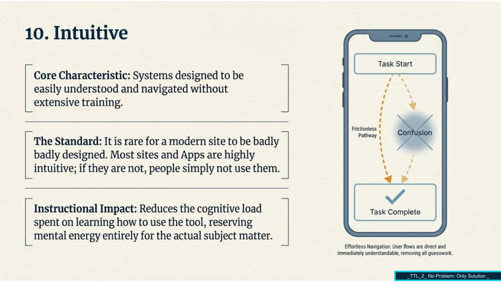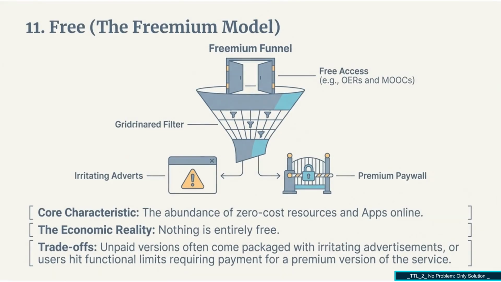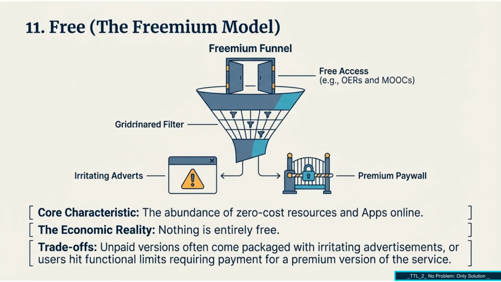The 10th characteristic is intuitive. Systems are designed for easy understanding and navigation without extensive training. This reduces the cognitive load spent on tool usage, reserving mental energy for the subject matter. The 11th characteristic is free, often utilizing the freemium model. This is characterized by an abundance of zero-cost resources, such as open educational resources. However, unpaid versions may include advertisements or functional limits.